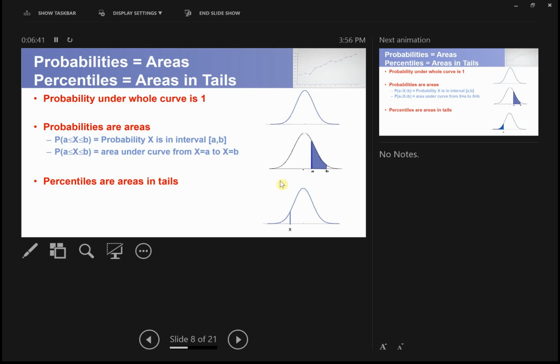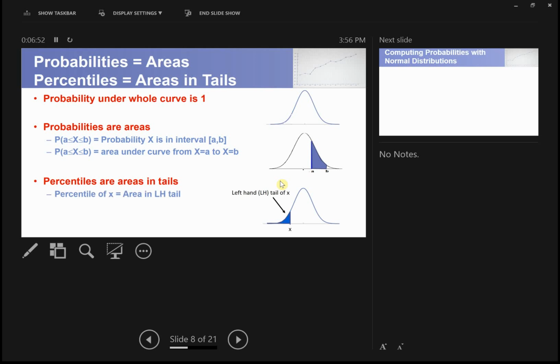So if you're given a specific value of a random variable, and I want to know what is the percentile of x, what I'm going to do is shade in that area. This is the left-hand tail of x. And so the percentile of x is going to be the area of the left-hand tail of x. That's how we're going to start thinking about percentiles, okay?